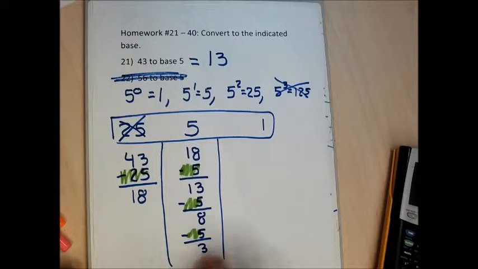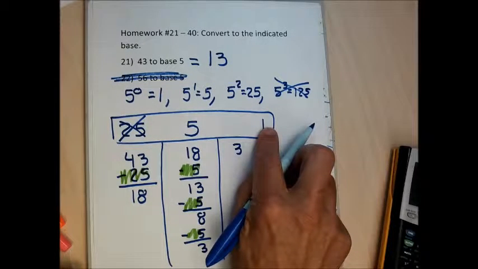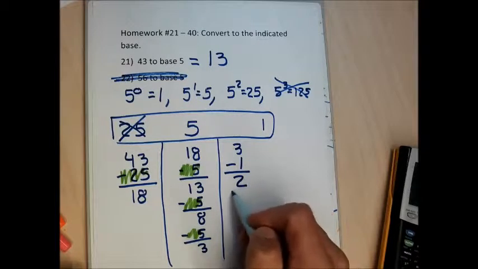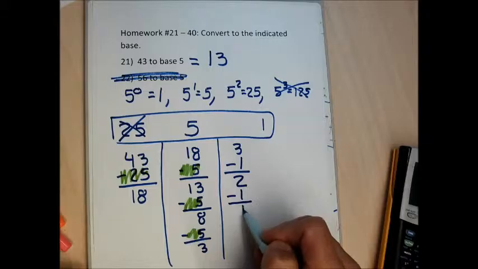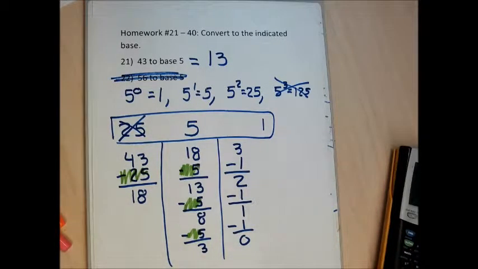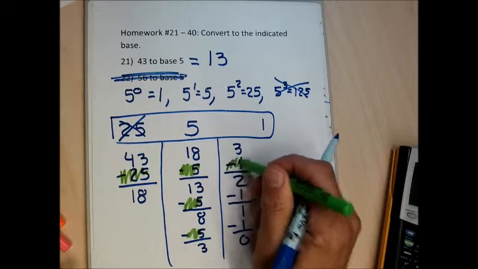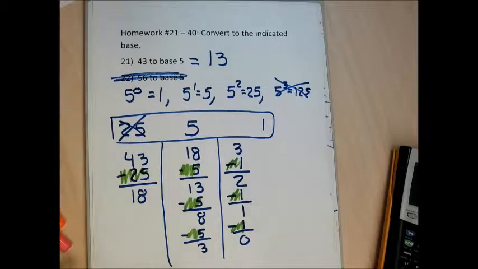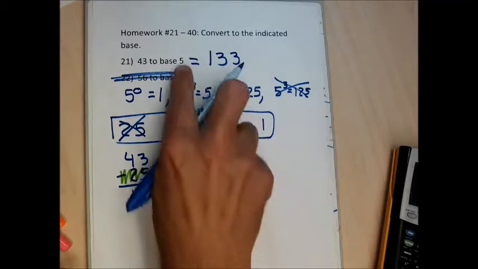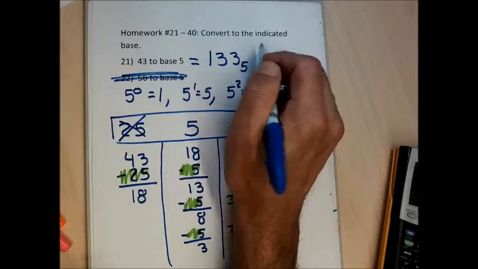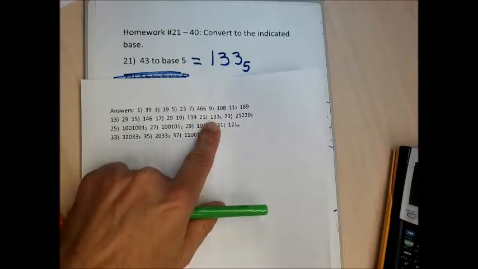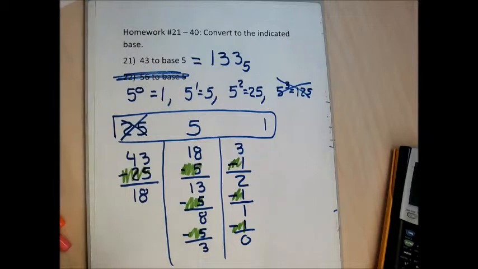I bring my remainder of 3 over, and now I'm going to start subtracting 1. 3 minus 1 is 2. 2 minus 1 is 1. 1 minus 1 is 0. Once I've used up all the numbers and gotten down to 0, I'm going to be done. And the last number for my answer is going to be a 3 because I was able to subtract the 1 3 times. And I converted to base 5, so I'm going to subscript the 5. If I look at the answer that I had for problem 21, I get 133 base 5.